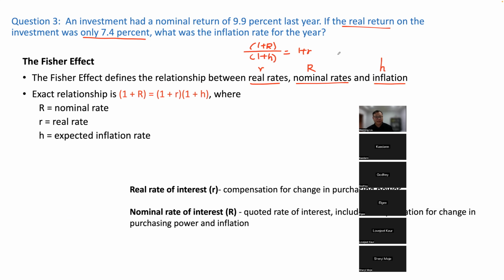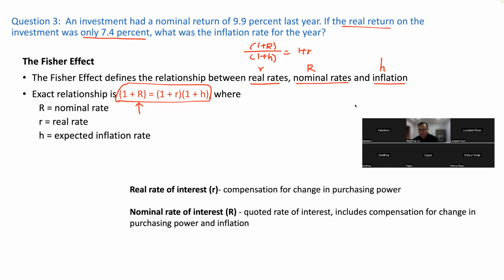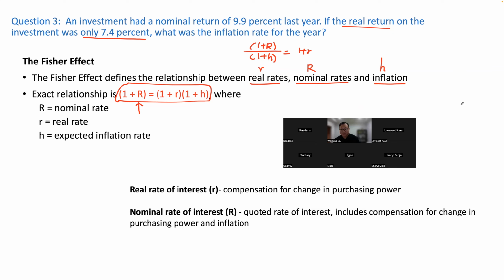So the Fisher effect goes like this: 1 plus your nominal return R equals 1 plus the real return r multiplied by 1 plus the inflation rate h. Does this make sense? Okay, 1, 2, 3. Give me a thumbs up.